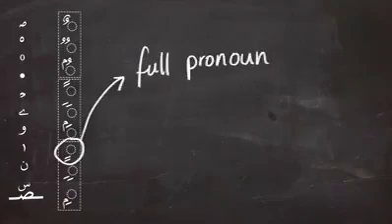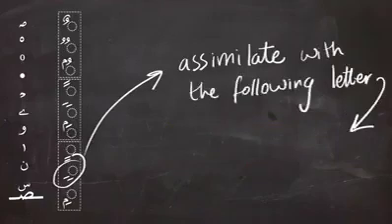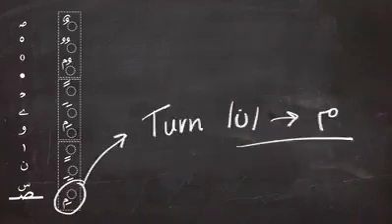Last is the tanween of kasr and its variations. And these are not so different from the previous 2. So this one is pronouncing the noon of the tanween, like وَمَا اللَّهُ بِغَافِلٍ عَمَّا تَعْمَلُونَ. And this one for assimilation. لَن نَصْبِرَ عَلَى طَعَامٍ وَاحِدٍ فَادْعُ لَنَا رَبَّكَ. And the last sign is turning the noon at the end of the tanween into a meem.